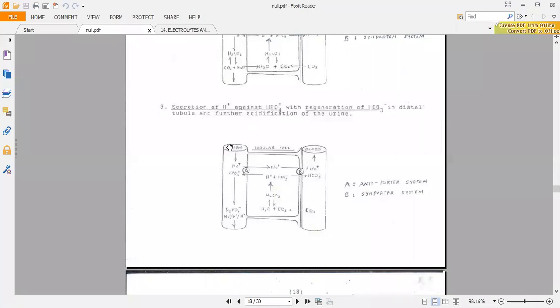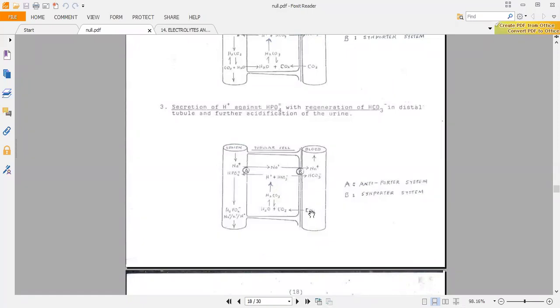If we didn't want to produce bicarbonates, then the H plus, which is filtered from the blood, can just move down into the urine. But this is a case where we want to make good use of the H plus. So what's going to happen is that we are going to combine the H plus to this phosphate.